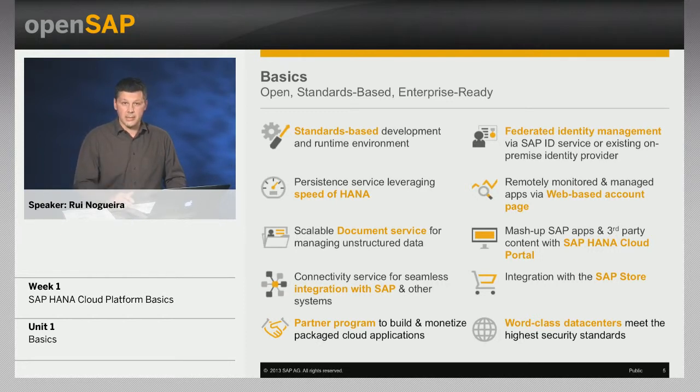We have a scalable document service, also based on the standard, the CMIS standard. We will be talking about that in a later unit, to actually help you manage unstructured data like files. We have the connectivity service, which helps you integrate with either SAP systems or other systems between your cloud application, your application somewhere in an on-premise system, or in another cloud system.